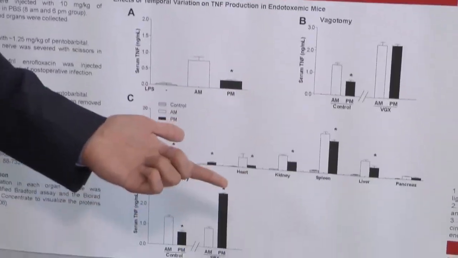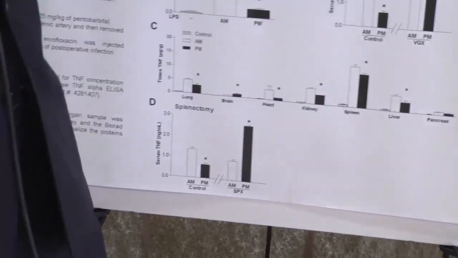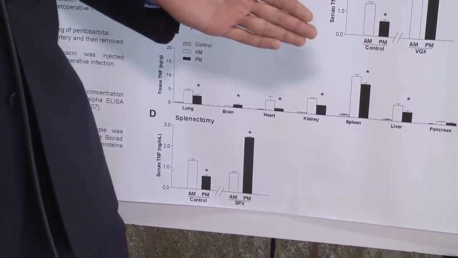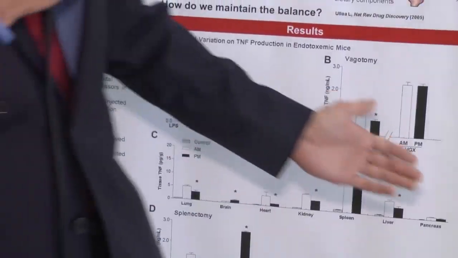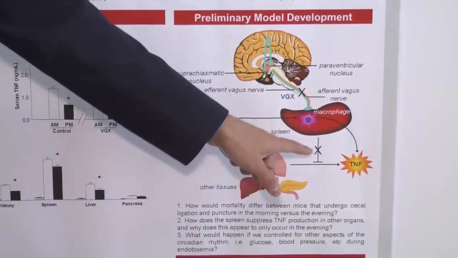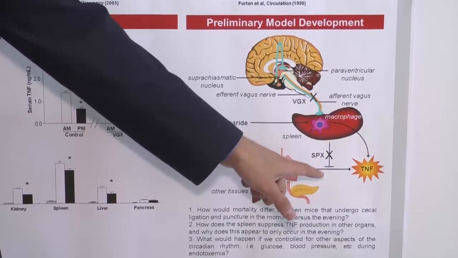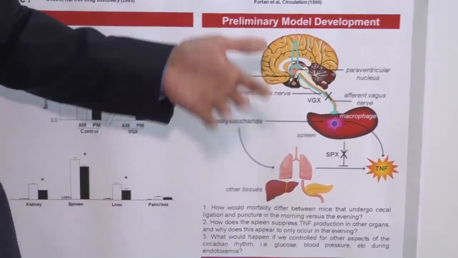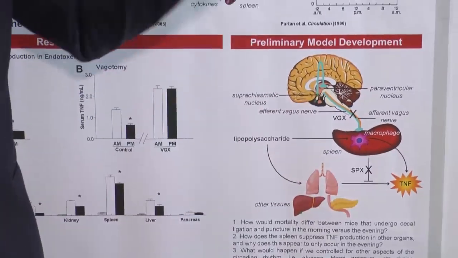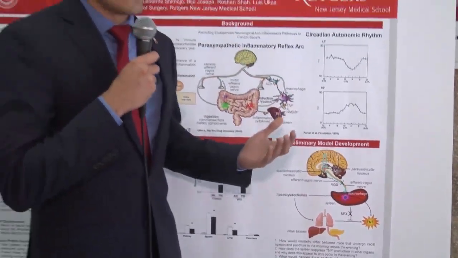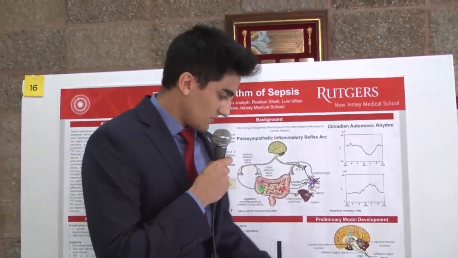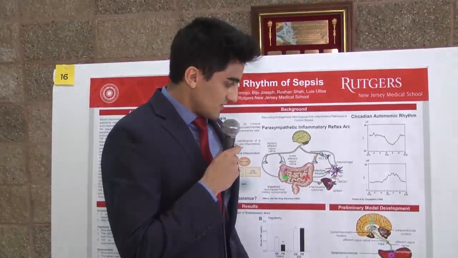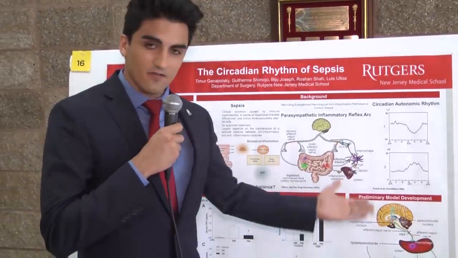But a strange result was that in PM levels of TNF were actually higher when we removed the spleen, which is very peculiar. So in the current model, it appears that the spleen is actually able to inhibit the production of TNF in other tissues in the evening. And when we remove it, whatever factor it may be producing, whatever action it may be doing to inhibit the production of TNF in other tissues is no longer there. So this is the current model that we have being developed.